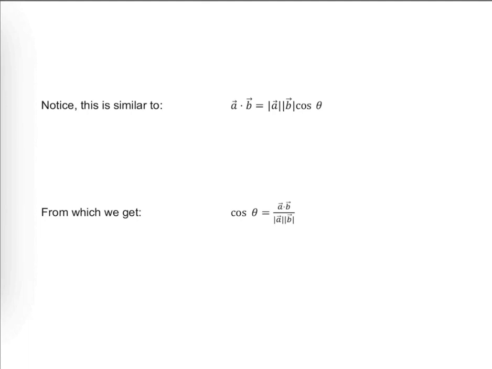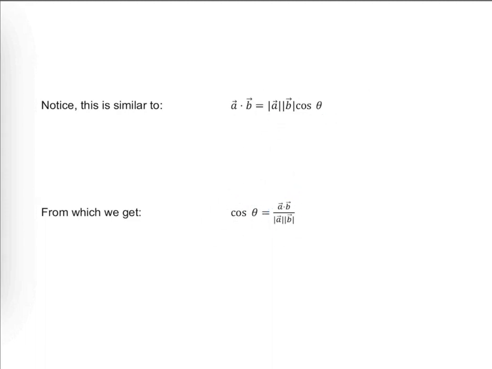Now this all looks similar to something that we have seen before. The dot product between A and B is equal to a similar looking quantity involving cosine, and similarly, if we were to divide both sides by mag A, mag B, we end up isolating that cosine to get that the cosine of the angle in between two vectors is equal to the dot product of A and B divided by the product of their magnitudes.